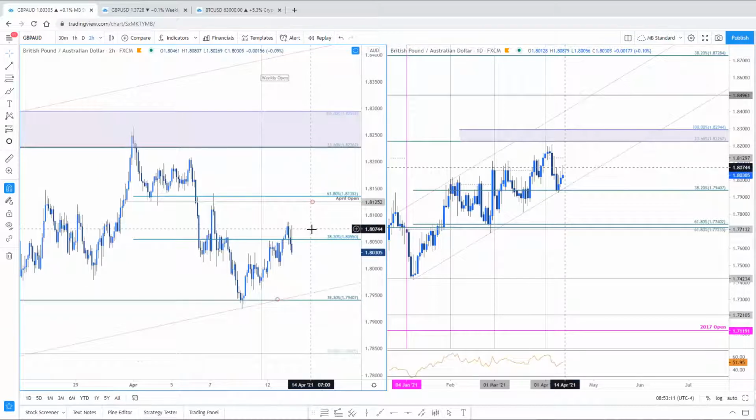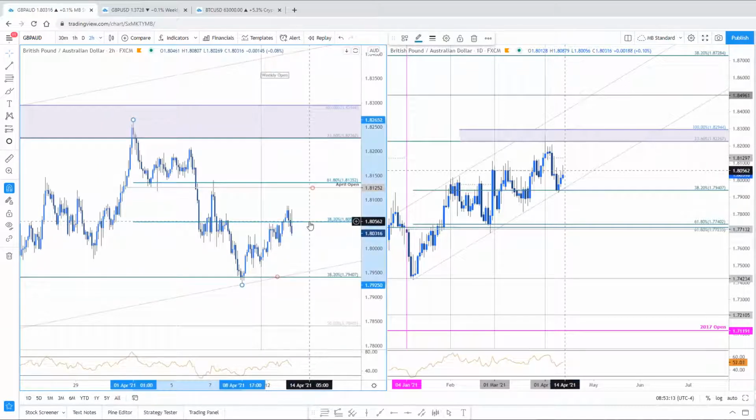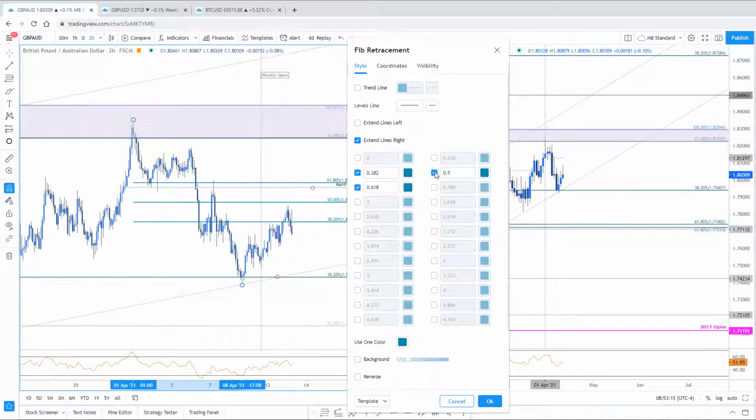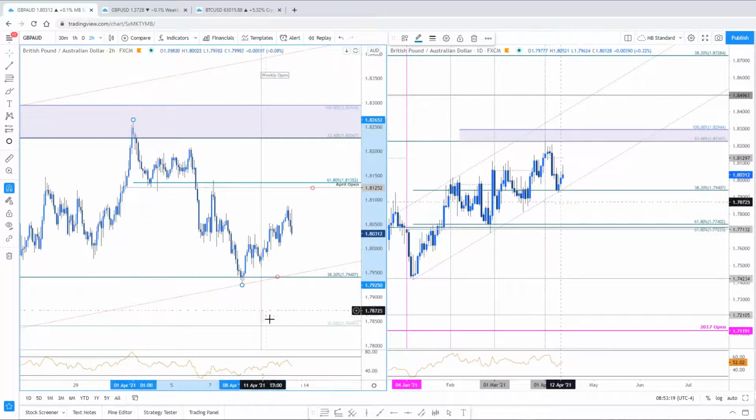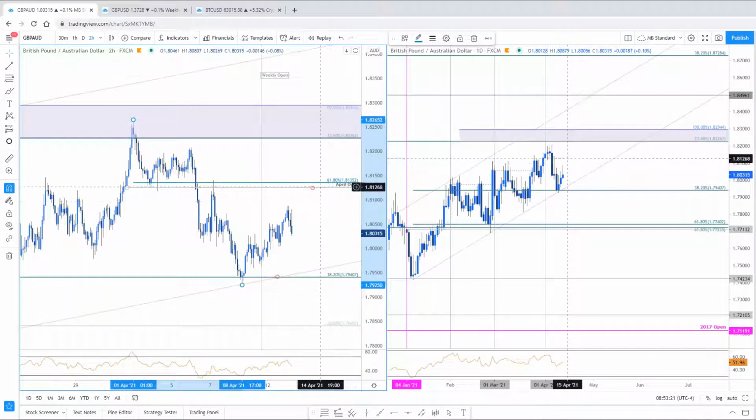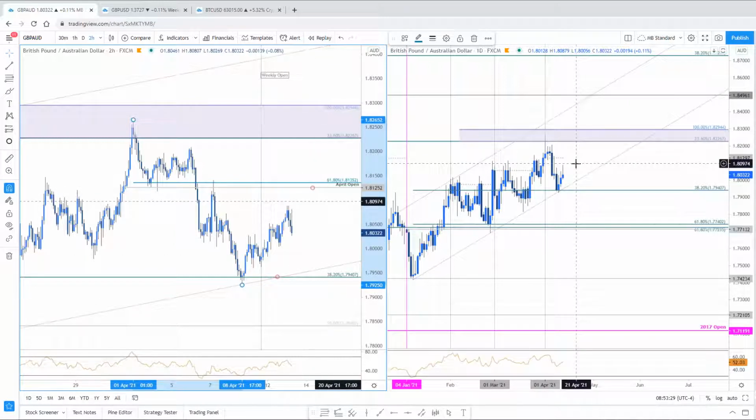And lo and behold, didn't make the 50 yet. Lo and behold, the 618 of that decline converges just ahead of the monthly open. Again, offering conviction, we should be looking for exhaustion ahead of this zone if sterling pound is heading lower.